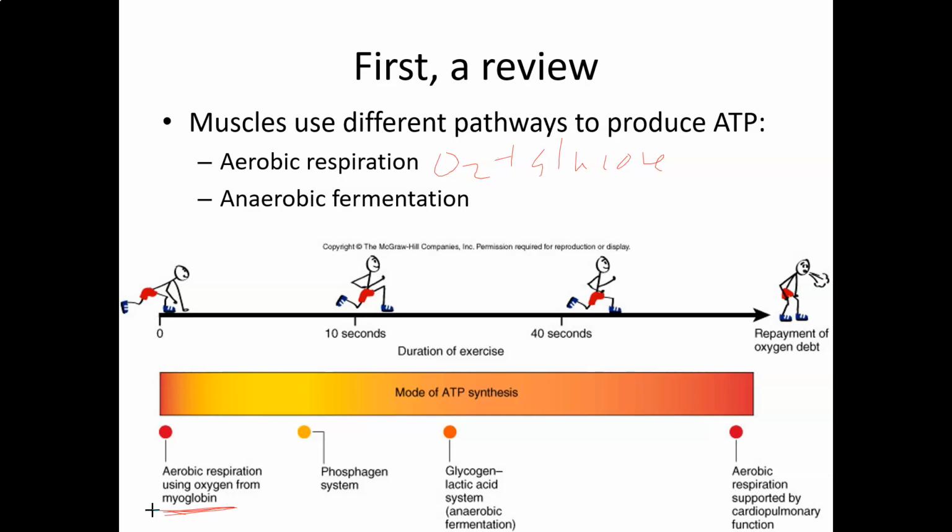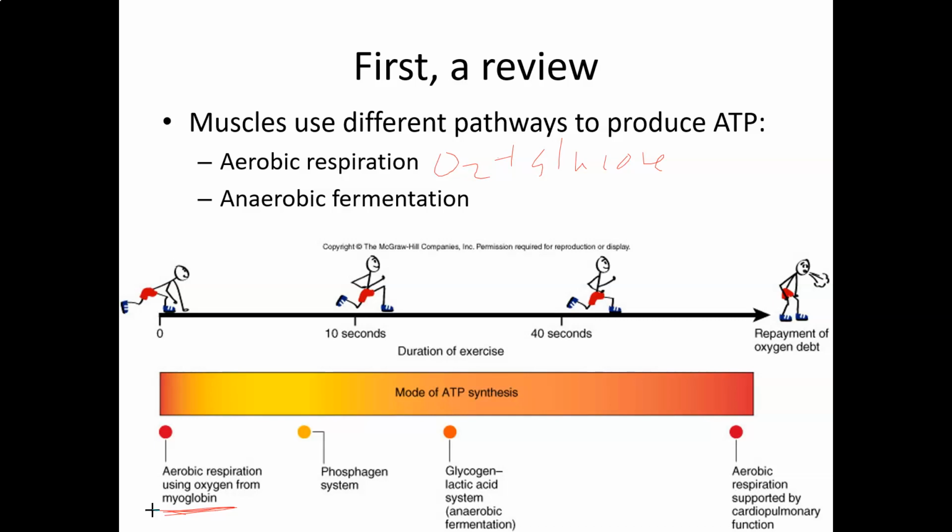This buys us enough time for the glycogen-lactic acid system, or anaerobic glycolysis. It's also called anaerobic fermentation. From this, we're just going to take glucose by itself, or glycogen, which if you'll remember is our storage molecule for glucose, and we're going to turn it into ATP in the absence of oxygen. From this, we only get 2 ATP, and we get lactic acid. This is going to buy you maybe another 45 seconds, which is enough time so that aerobic respiration kicks in.